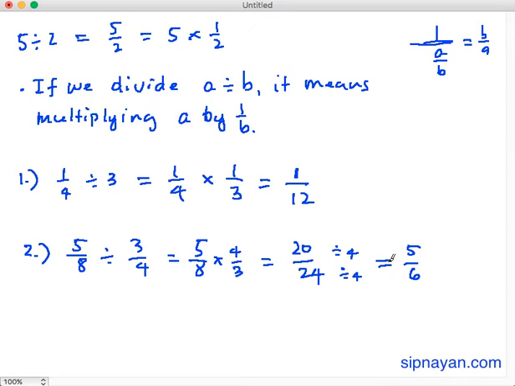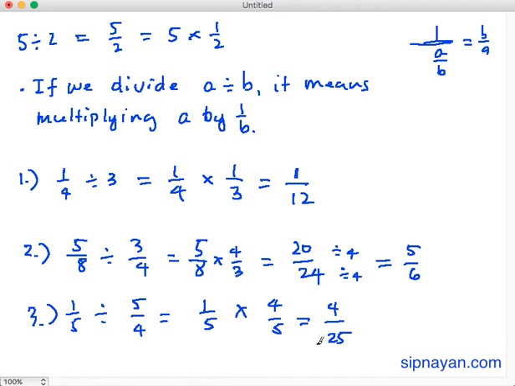Okay, so, let's have the third example. What about 1/5 divided by 5 over 4? So, wala naman tayo binabago sa una. We have 1/5. Sa dividend natin, wala tayong binabago. Ang babaliktarin lang natin ay ang divisor. So, magiging multiplication, and then, magiging 4 over 5. Okay. So, 1/5 times 4 over 5. 1 times 4 is 4. 5 times 5 is 25.